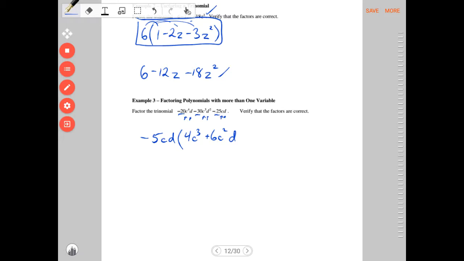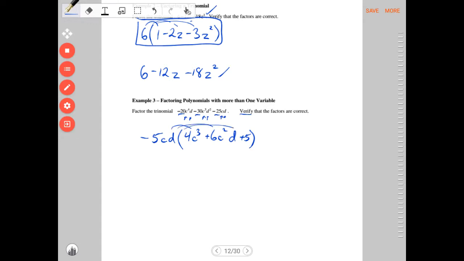Now the third term, negative 25 divided by negative 5 is positive 5. You had a c, you took it out, so no more c's. You had a d, you took it out, no more d's. So that is the end of it. All right, so that's good. We're thinking that this is our answer, but we're told to verify. So we just use the distributive property.